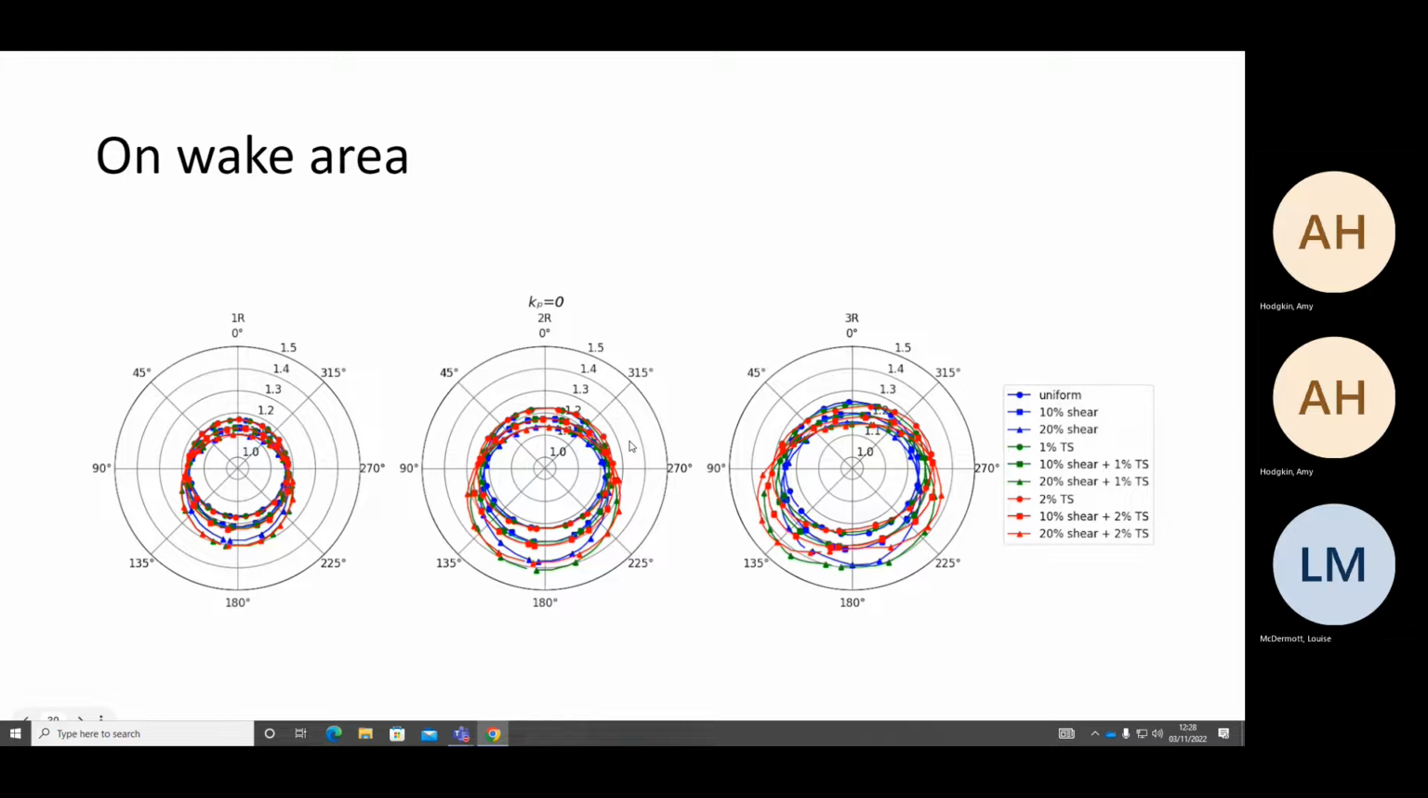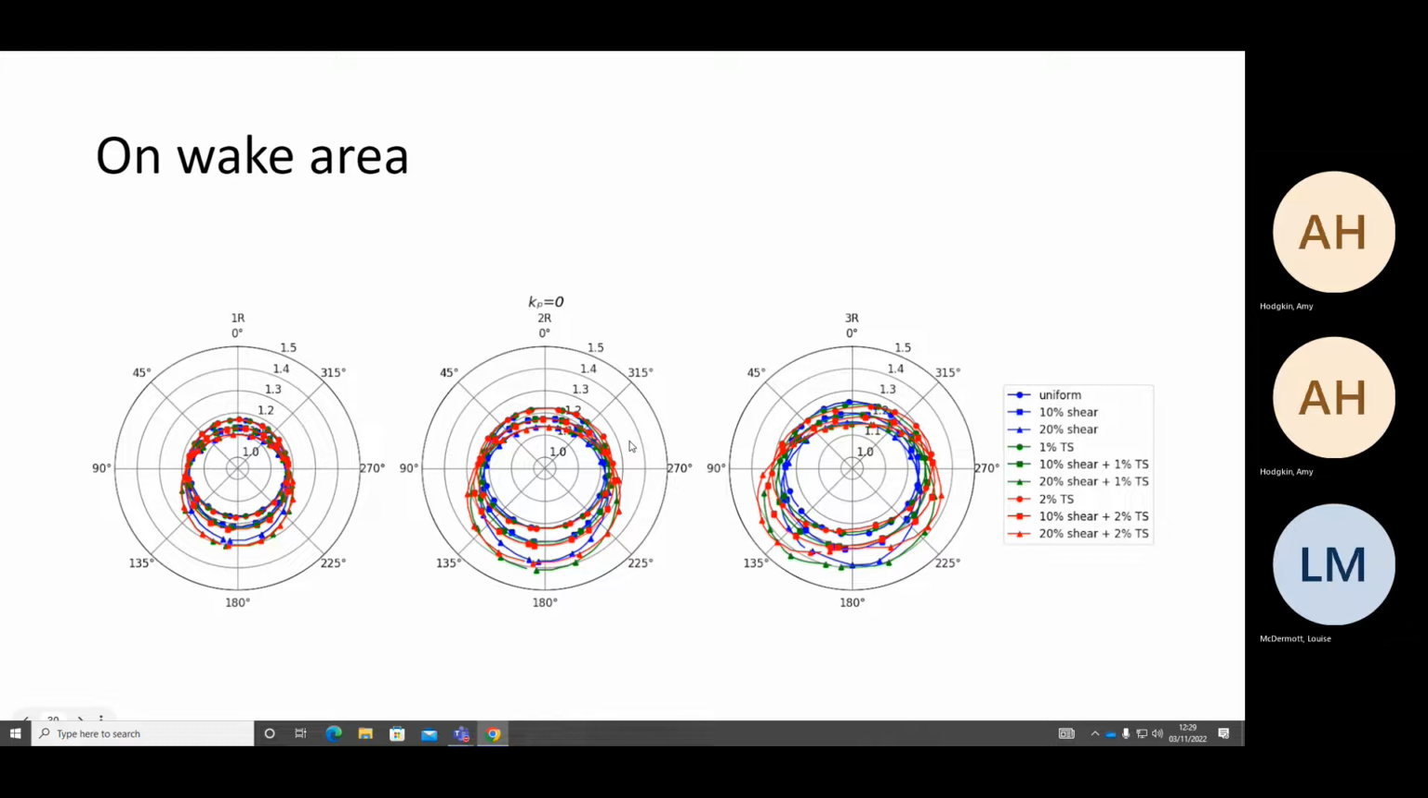When we have shear, we have a big increase in the wake boundary along the bottom. This is the 20% shear case. We've got the wake increasing to about 1.4 R. We have a slight decrease in the wake radius at the top, but it's not as big as the increase along the bottom. And with thermal stratification, we have a very small increase in the radius at the sides.